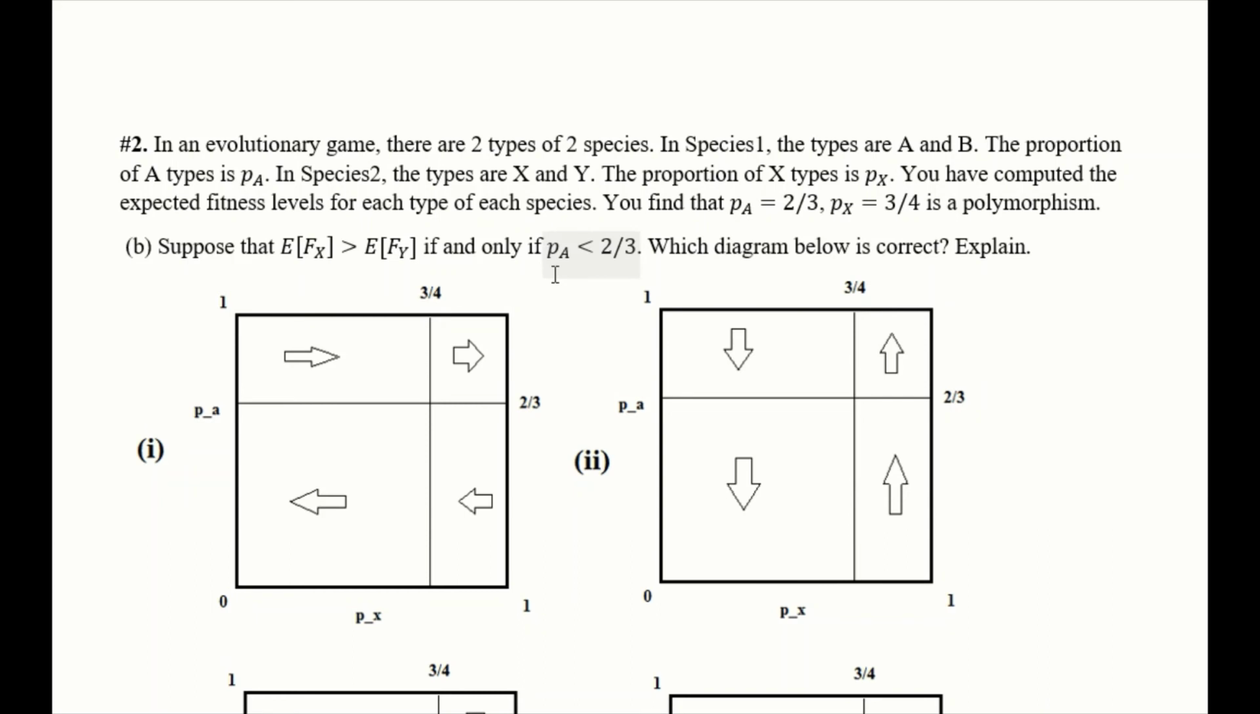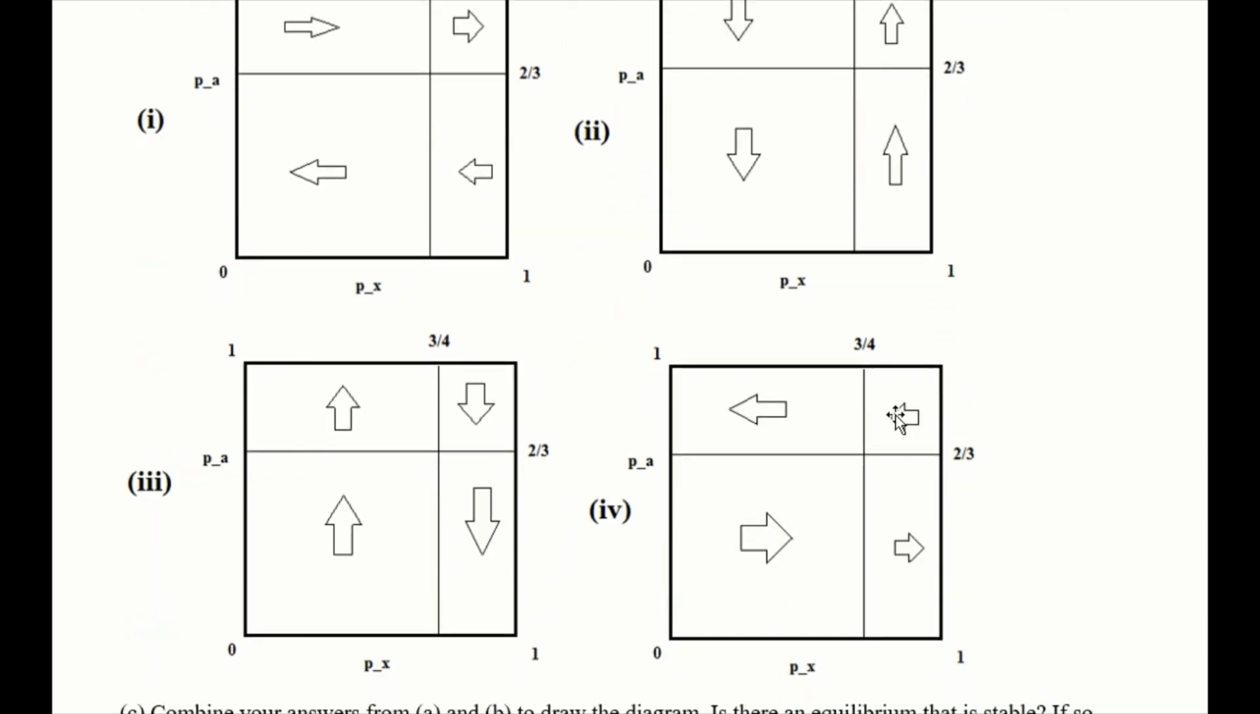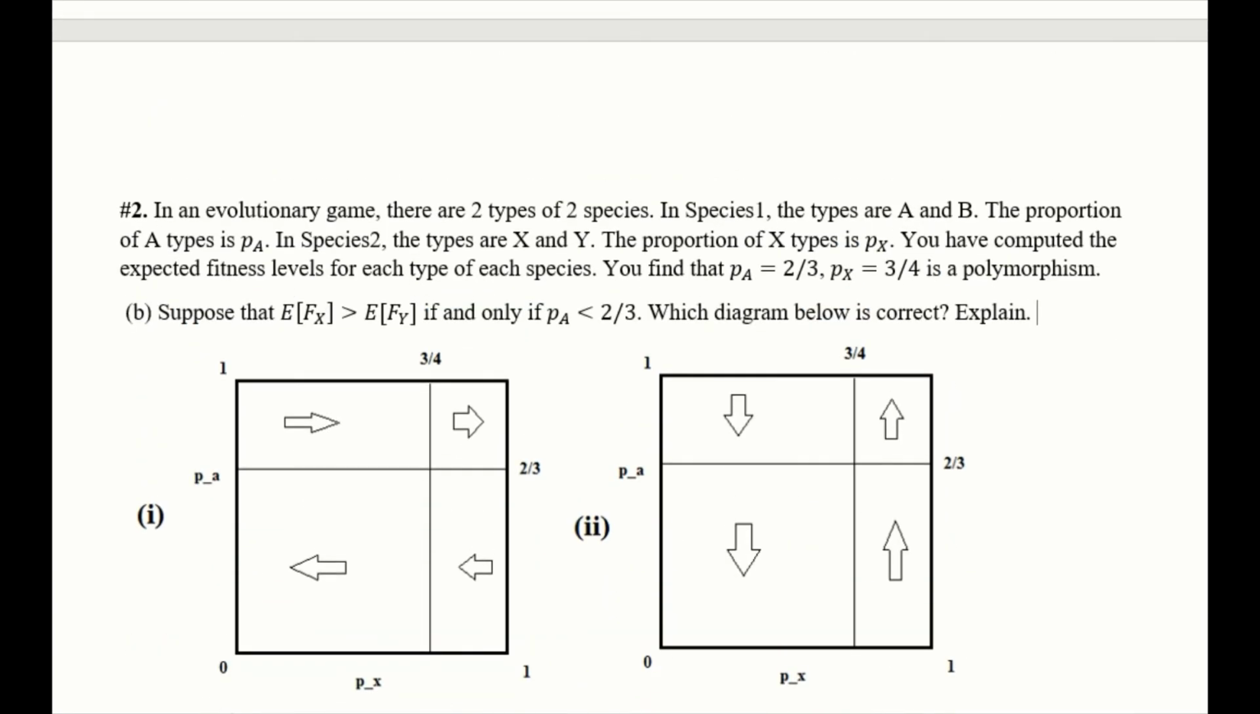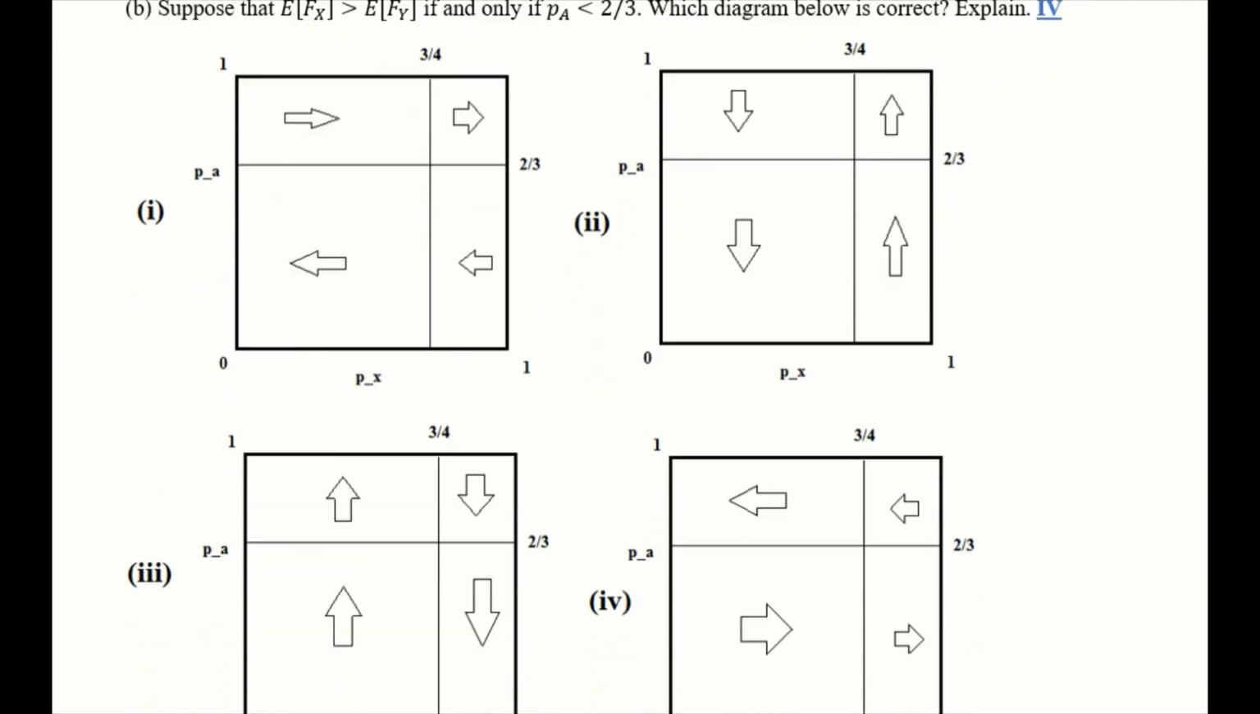That means that if PA were high, then the Y types would be fitter. So high PA means more Y types. More Y types means fewer X types. That means that PX should fall if PA is big. And here, PX does fall when PA is big. So diagram 4 is correct. So that's part B.